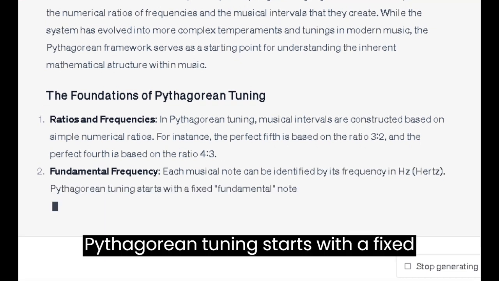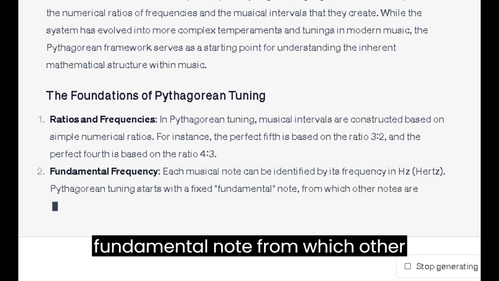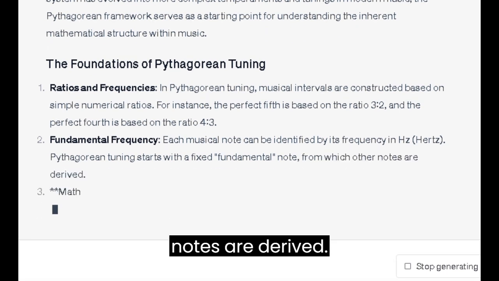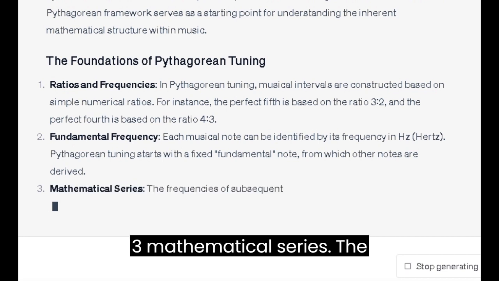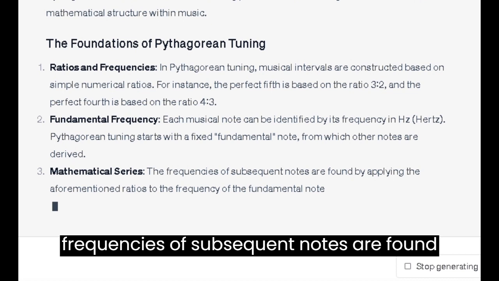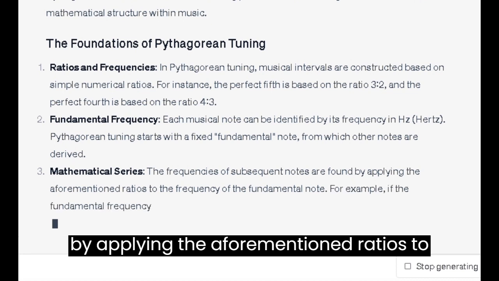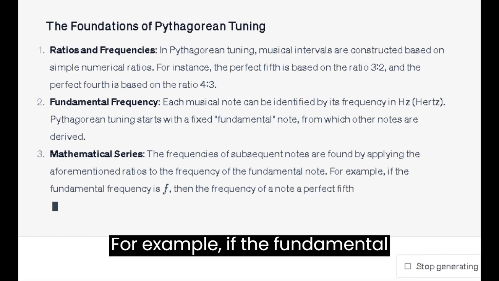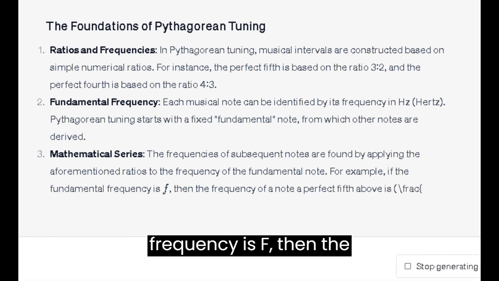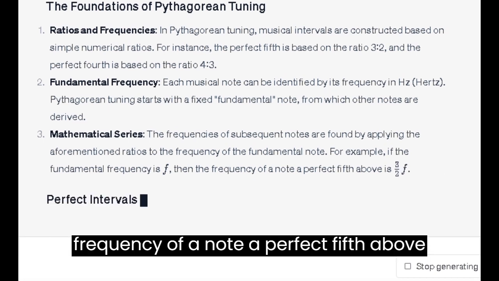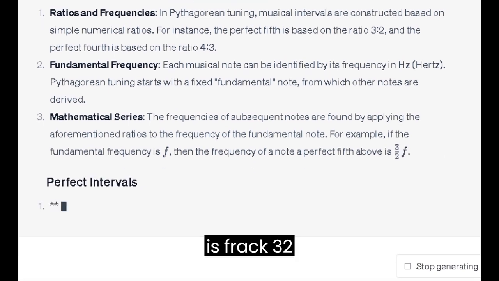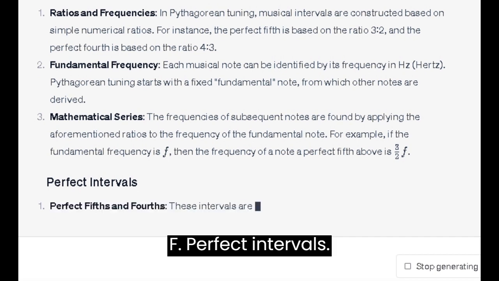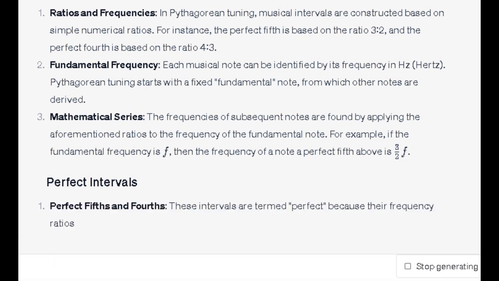Pythagorean tuning starts with a fixed, fundamental note, from which other notes are derived. 3. Mathematical series. The frequencies of subsequent notes are found by applying the aforementioned ratios to the frequency of the fundamental note. For example, if the fundamental frequency is F, then the frequency of a note a perfect fifth above is 3/2 F.